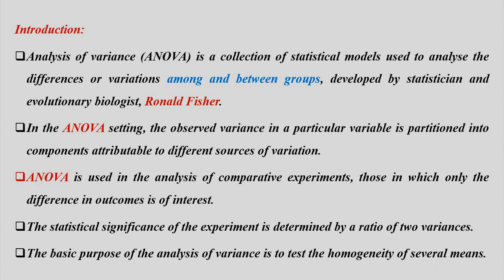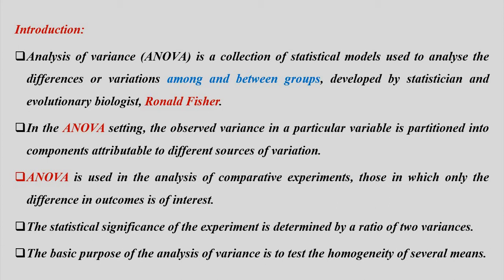Analysis of variance is a collection of statistical models used to analyze the differences or variations among and between groups, developed by statistician and evolutionary biologist Ronald Fisher. In the ANOVA setting, the observed variance in a particular variable is partitioned into components attributable to different sources of variation.